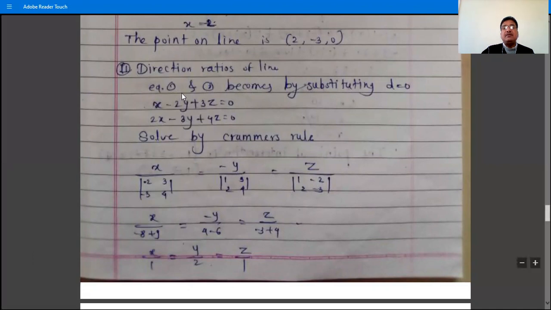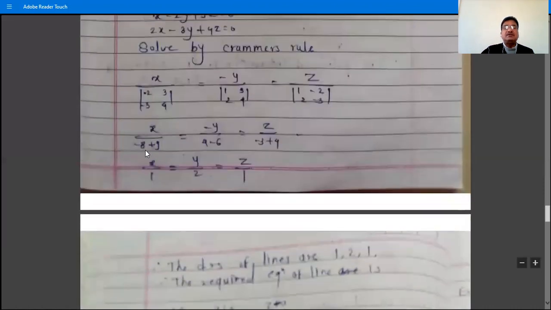Then minus y, cancel the column of y. Then determinant of 1, 3, and the second row 2, 4. And z divided by, cancel this column, determinant of 1, minus 2, and 2, minus 3. And then x divided by minus 8 plus 9, then minus y divided by 4 minus 6, and z divided by minus 3 plus 4.